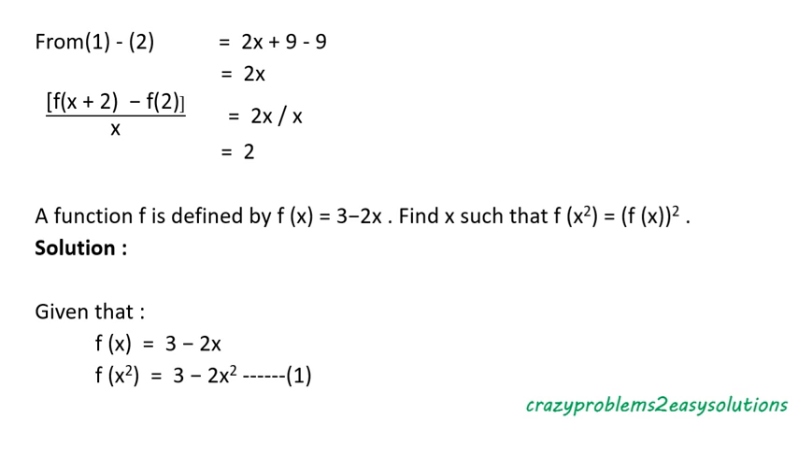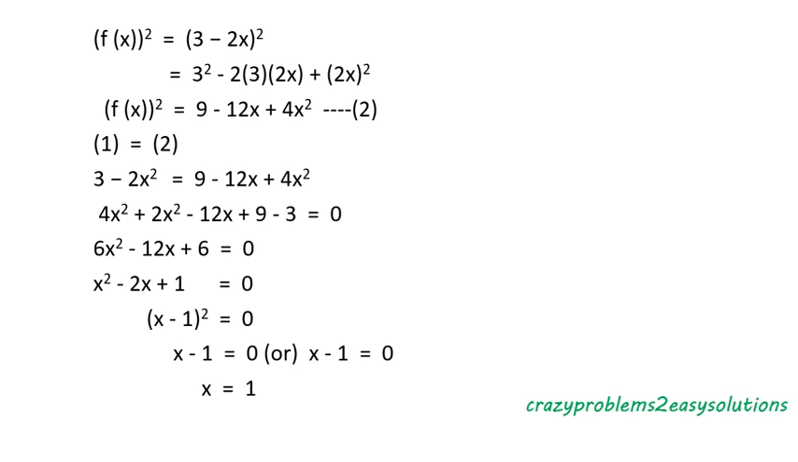The next problem: a function f is defined by f of x equal to 3 minus 2x. Find x such that f of x square equals f of x whole square. So in that function, f of x square equal to f of x whole square. Given that f of x equal to 3 minus 2x, f of x square means wherever x is there, we write the x square value. This is equation number 1. Then f of x whole square; I write f of x value as 3 minus 2x whole square.